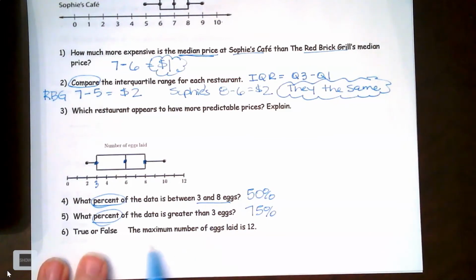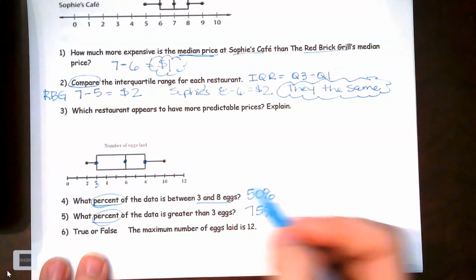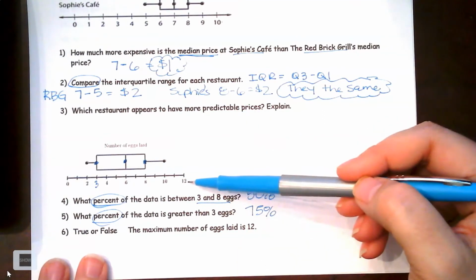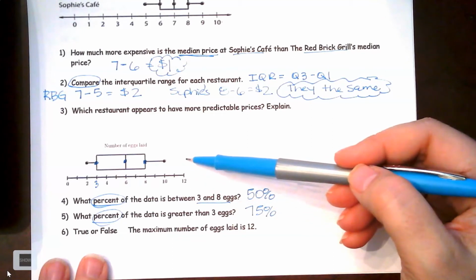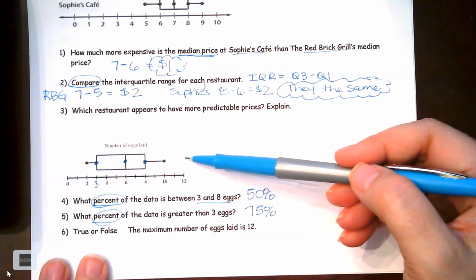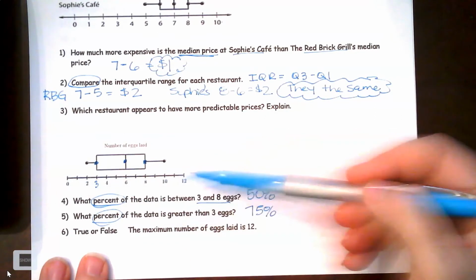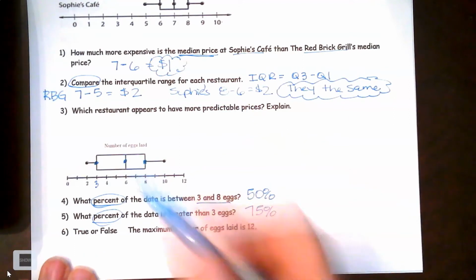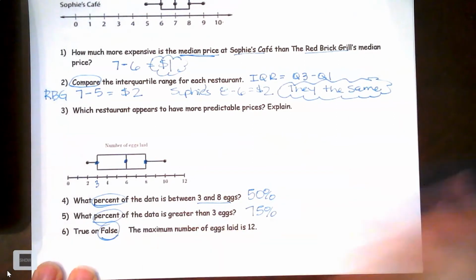True or false? The maximum number of eggs laid is 12. A lot of people would say true because they see 12 on the number line, but is there any data listed above it? It's not included in the box and whisker plot, so that lets us know this is just the number line. There's numbers all over the number line. Our data stops here, so that would be our maximum. This one would be false.